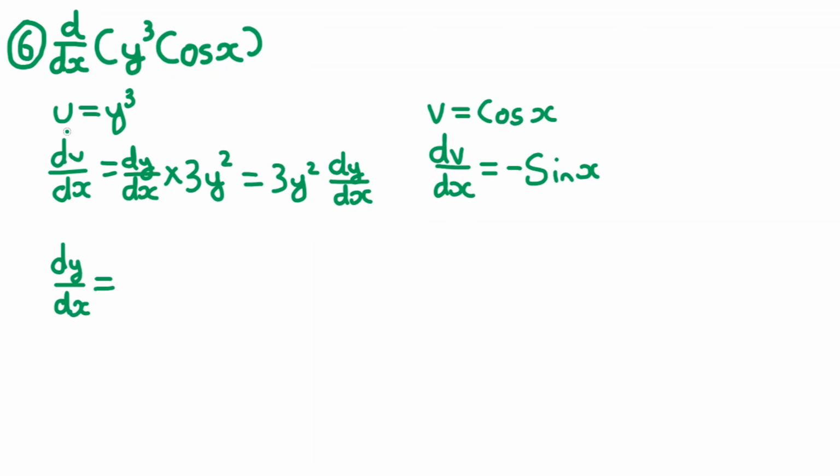So dy over dx is equal to u multiplied by dv over dx, which is going to be minus y cubed sin of x, and this is going to be plus v multiplied by du over dx, which is going to be 3y squared dy over dx cos of x.